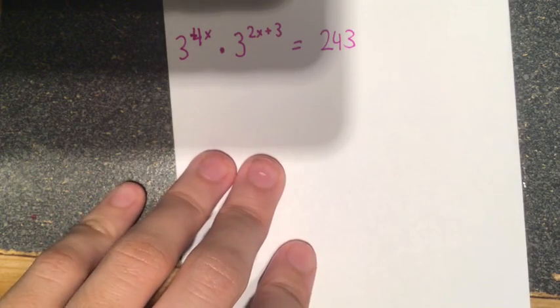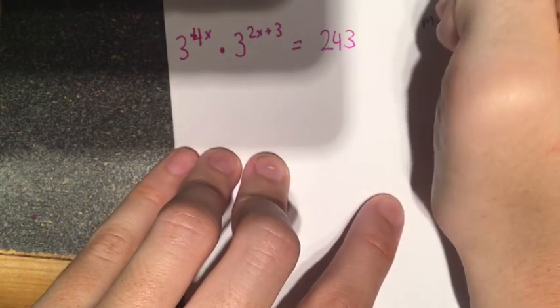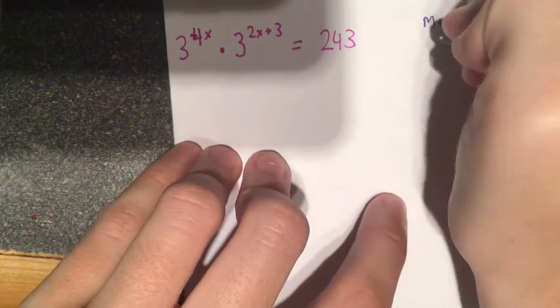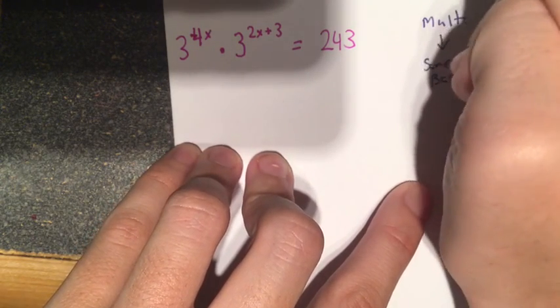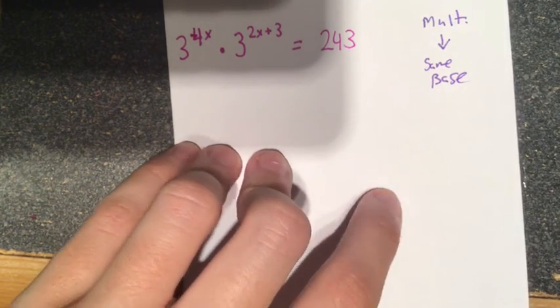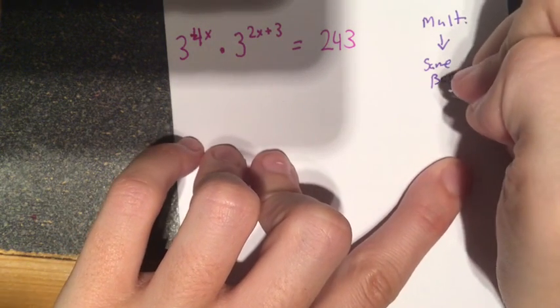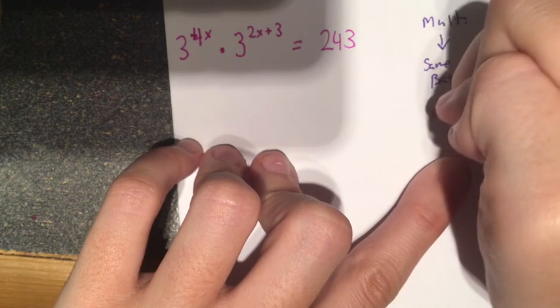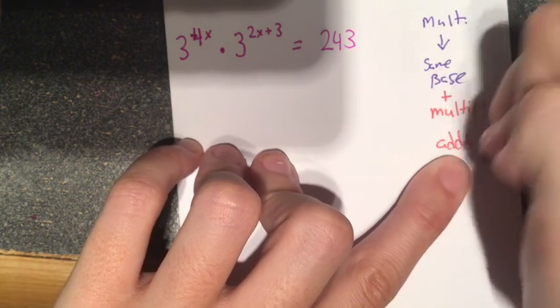Okay, so I need to think back. Oh, okay, so I have some multiplication here. Okay, so that means that because they have same base, I know that I can use those rules from lesson number 7. And those rules from lesson number 7 was if they had the same base plus you're multiplying, you add exponents.